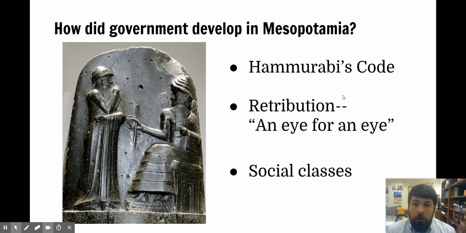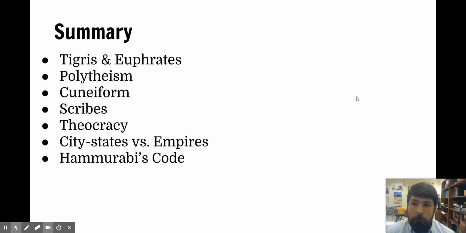Except, and this is a big important exception, because of social classes, if a rich man does something to a poor man, then he doesn't have to have his eye put out. Instead, he has to pay a fine. So like if you do something to your equal, like if I put out the eye of somebody who's the same status as me, then I will have my eye put out. But if I put out the eye of somebody who is lower than me, then I will just have to pay a fine. And this is evidence of social classes in ancient Mesopotamia.